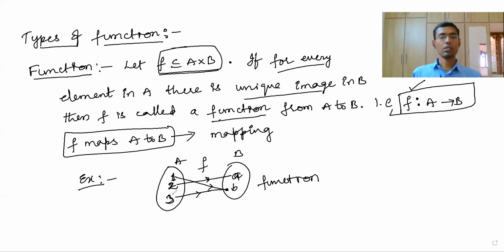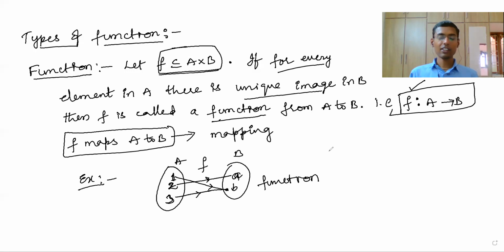So don't get confused. You have to check like this. 1 has only one image, 2 has only one image, 3 has only one image. Therefore every element in A has only one image. Therefore, it is a function. Is that all right? Now you understand.